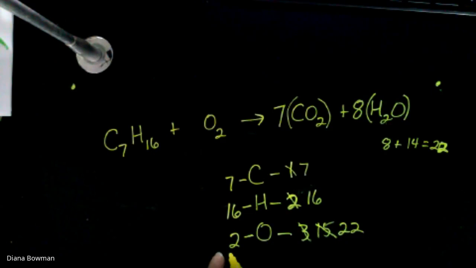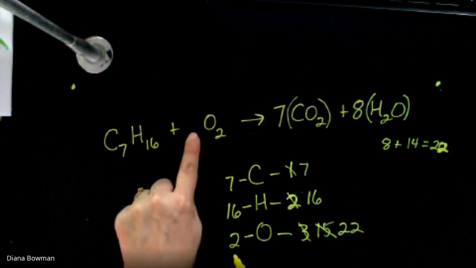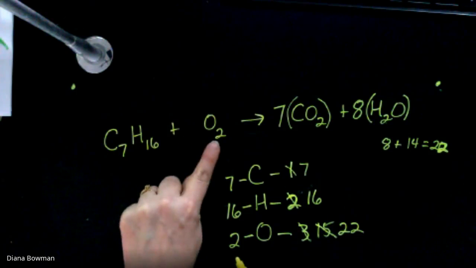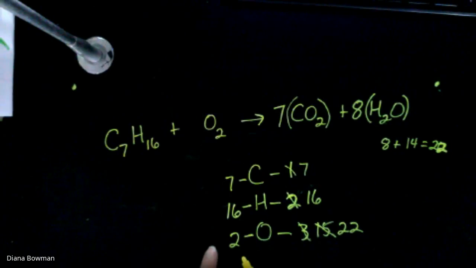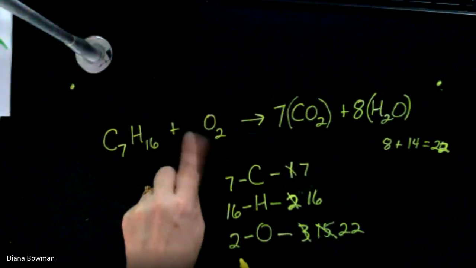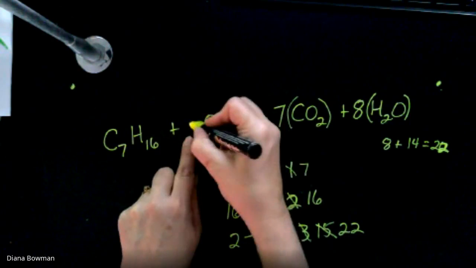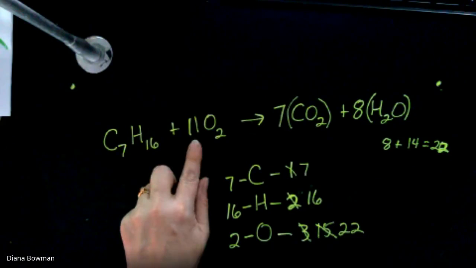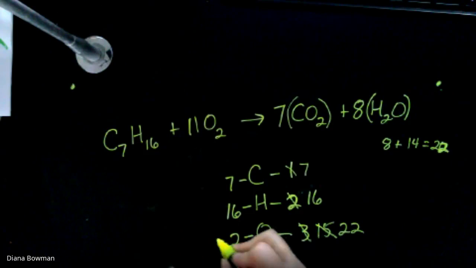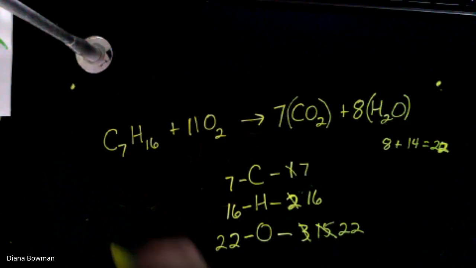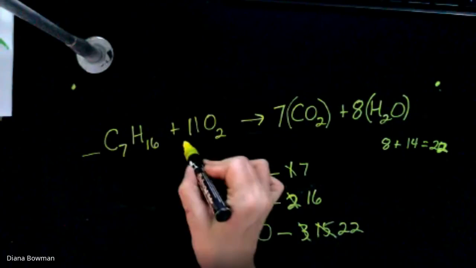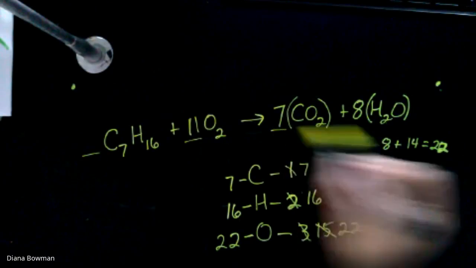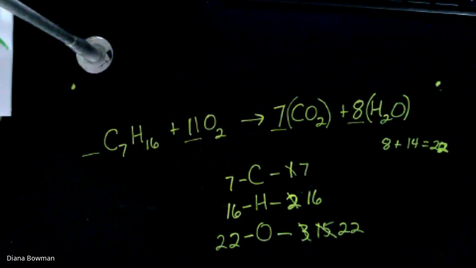Can I come over here and make this a 22? Yeah. What would I put here times 2 to make this a 22? So what times 2 is 22? That's going to be an 11. Yeah, these numbers are getting big, aren't they? So 11 times 2 is going to be 22. And now it's balanced. So I have a coefficient of 1, a coefficient of 11, a coefficient of 7, and a coefficient of 8. All done.